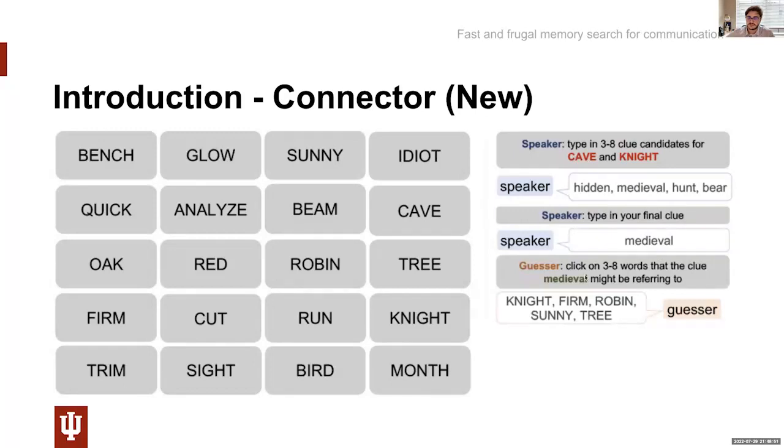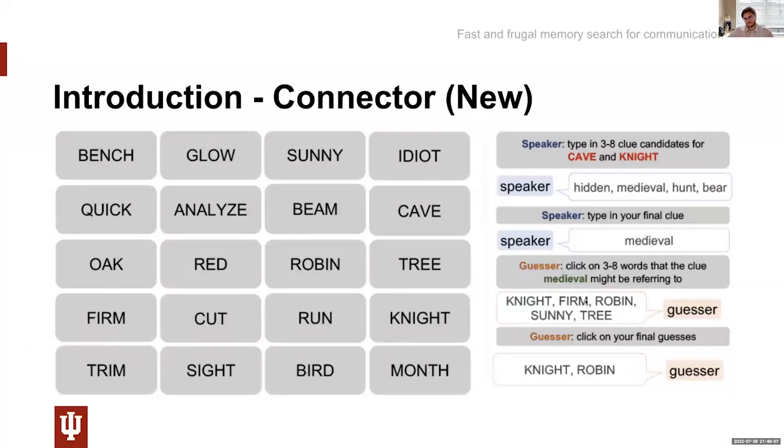The guesser had a similar process where they were allowed to generate 3 to 8 words from the board, based on the clue that the speaker gave. So the guesser in this case gave knight, firm, robin, sunny, and tree. So 5 different words from the board, to which they narrowed down to knight and robin, which obviously wasn't correct based off of the previous example. But we can see that we are now able to understand the generation process of what led them to come up with their final guesses and final clues.